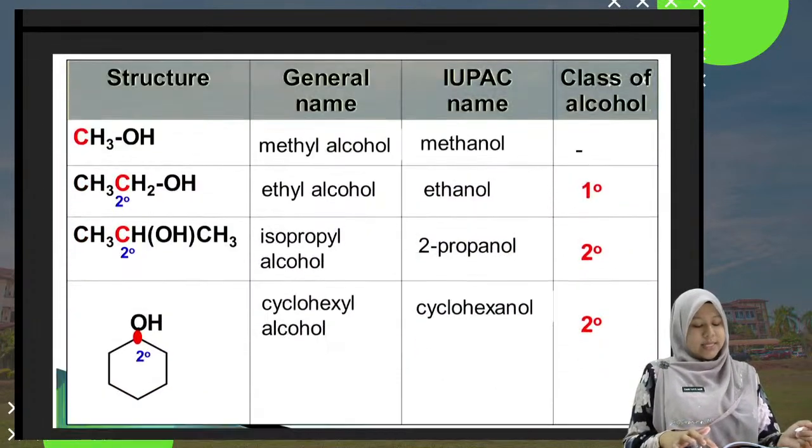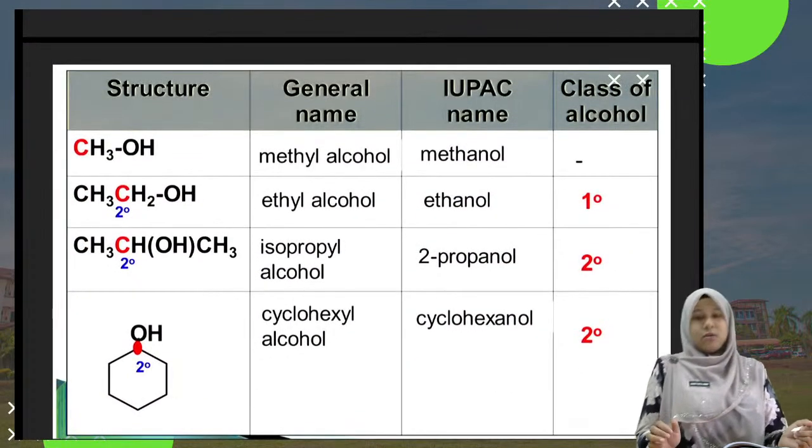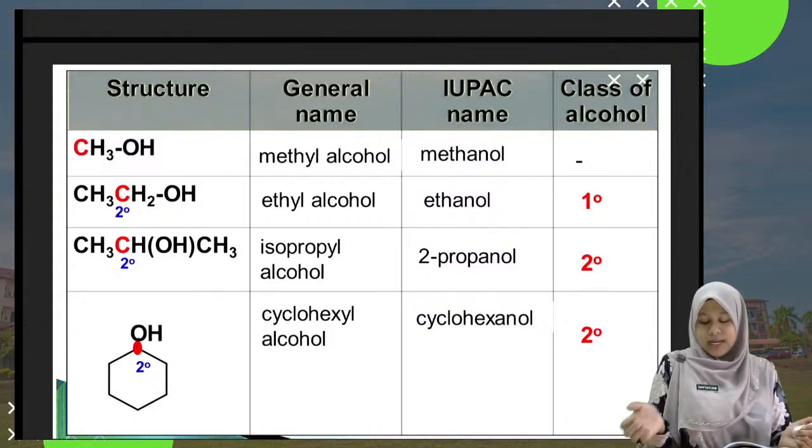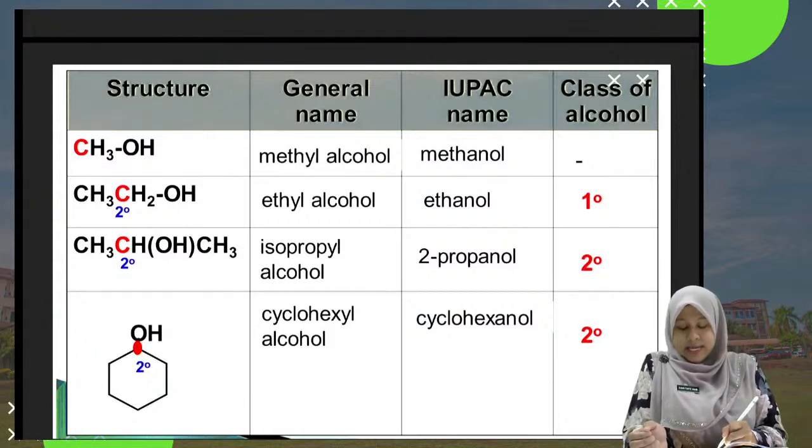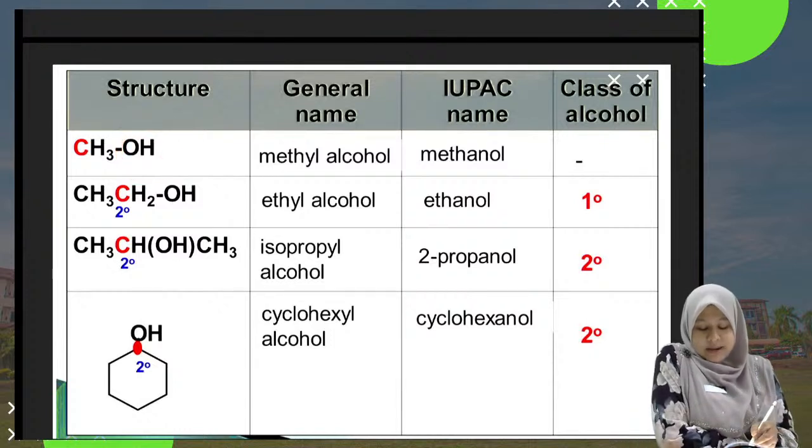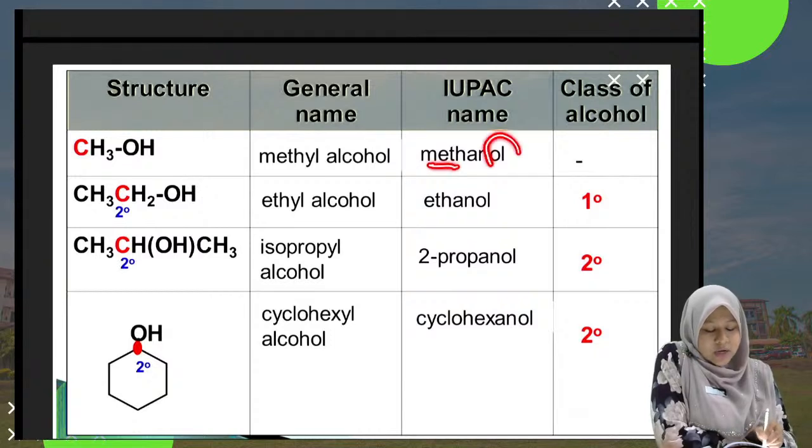This is the IUPAC name for alcohol. We go for the first one. We have only one carbon, CH3, attached to OH. The general name is methyl alcohol, but the IUPAC name is methanol. If you studied alkane, we have methane. So the E here we substitute with OL, to represent the alcohol.